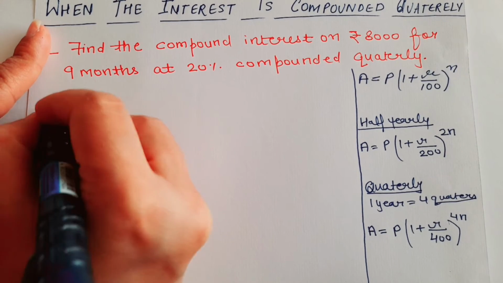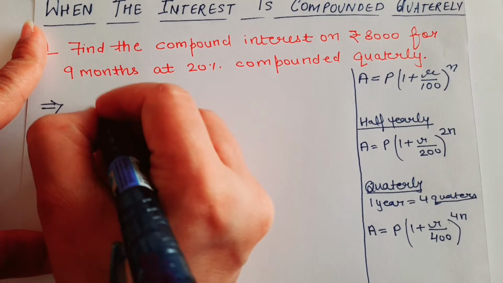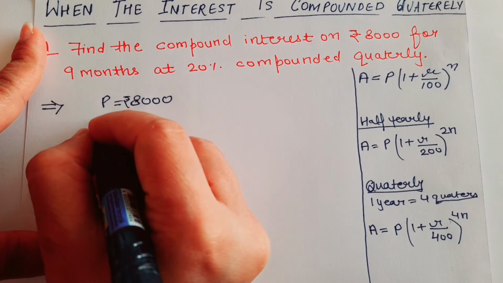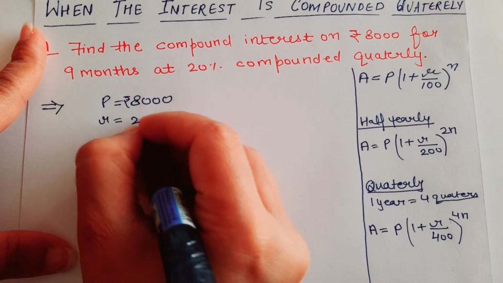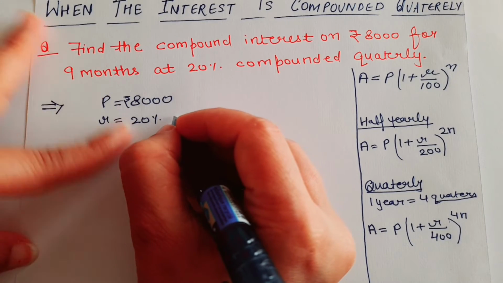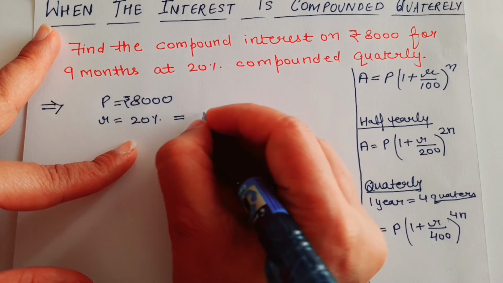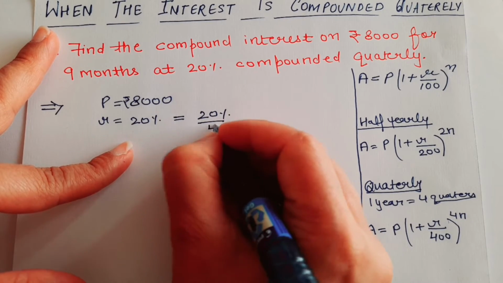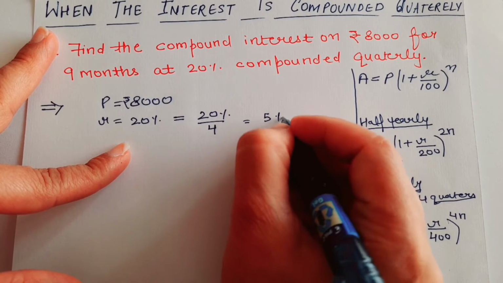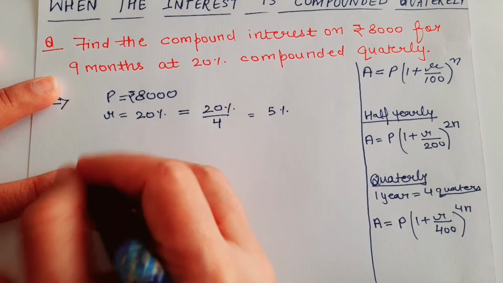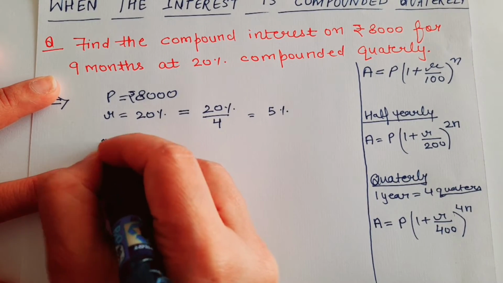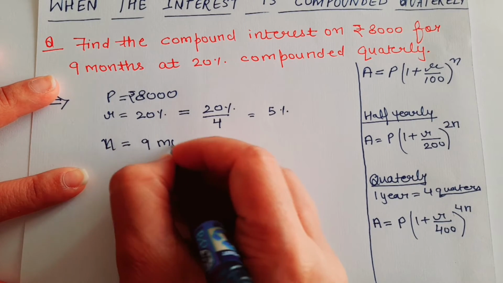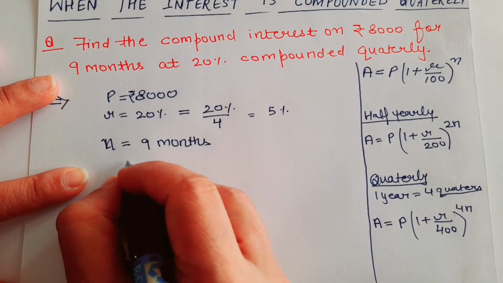So here in this question, principal is 8,000 rupees and rate is 20%. Compounded quarterly, it will become 20% upon 4, that means 5%. And time n is here 9 months.